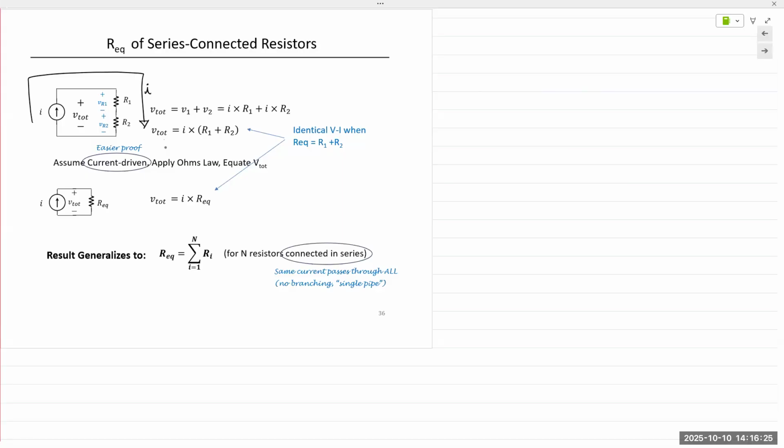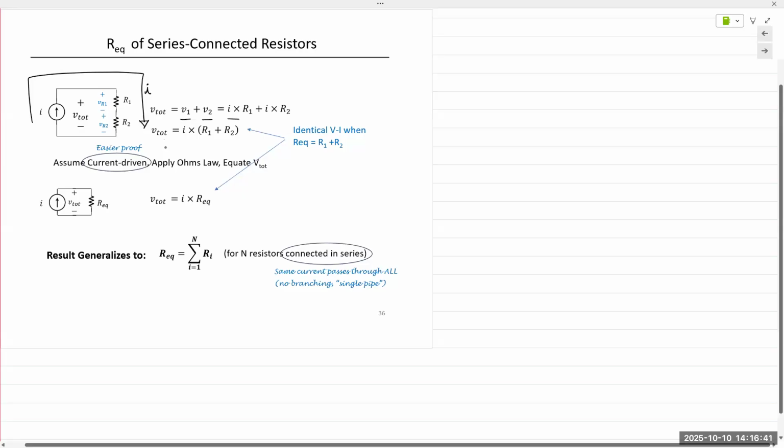We apply KVL. The sum of both resistor voltages is equal to the total voltage being supplied from the source. All equations are based on the law of conservation of energy, KVL, KCL. So total voltage is V1 plus V2. Apply Ohm's law, you get I times R1, I times R2. I is common, take it outside. And we can write our REQ is R1 plus R2.